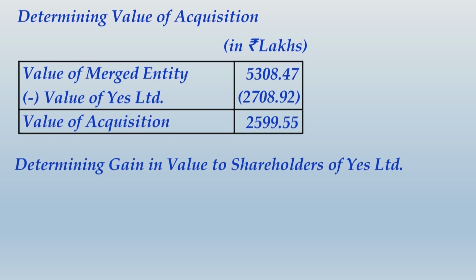Now Yes Limited's original shareholders have 1 lakh shares as it is, and now No Limited's shareholders who have recently become shareholders of Yes Limited will have 50,000 shares. As a result, the merged entity's total number of shares will be 1 lakh plus 50,000. Now check the shareholding pattern: original shareholders of Yes Limited hold 1 lakh shares, and the new shareholders who were earlier shareholders of No Limited, now becoming shareholders of Yes Limited, will have 50,000 shares only.